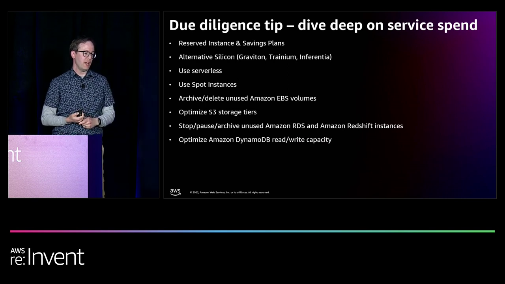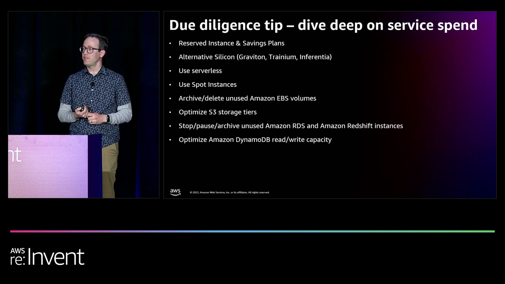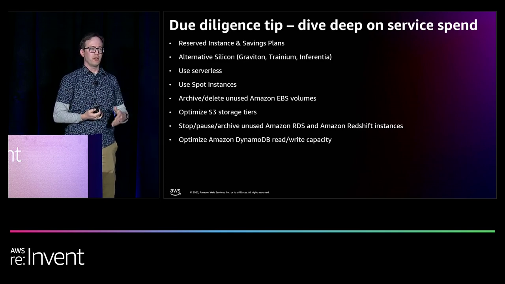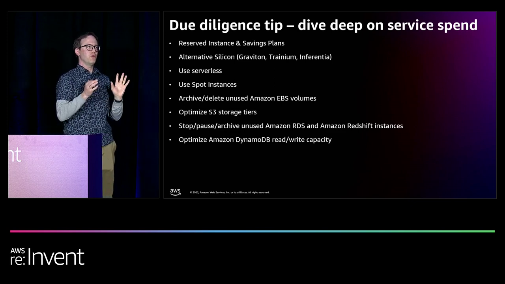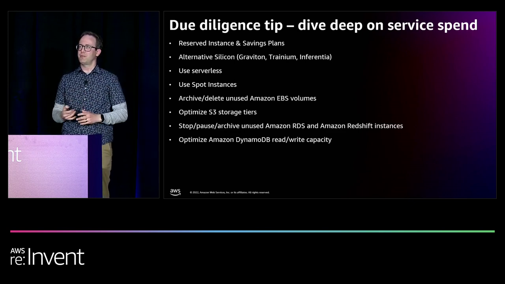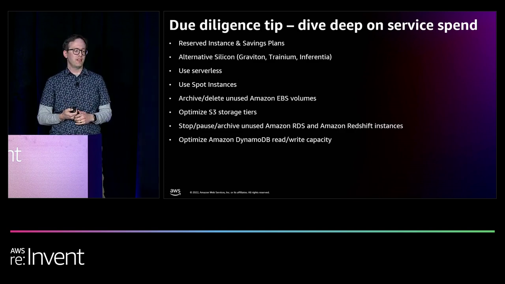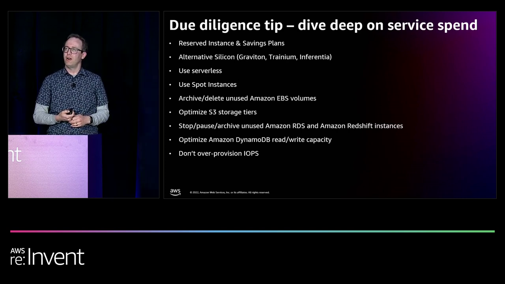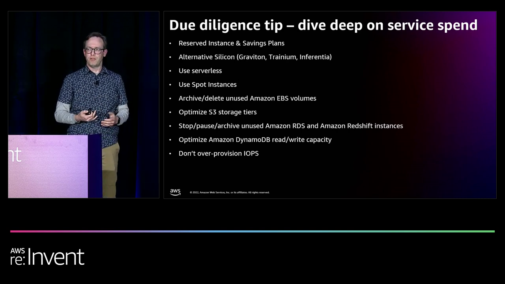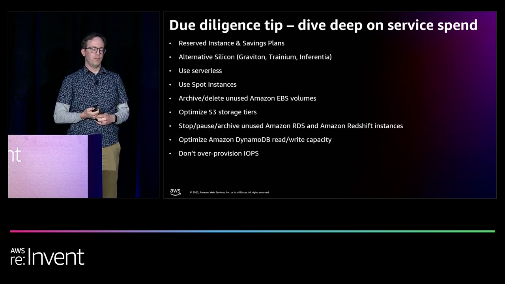Make sure you're optimizing Amazon DynamoDB read-write capacity and anything else that has provisioned capacity. Leverage all the monitoring. If you built out your infrastructure in the way we talked about earlier, you'll have really good monitoring to know what is actually in demand at different points in time. So make sure you don't over-provision these where you're paying for capacity that you're not using. Same thing goes for IOPS on EBS volumes: don't over-provision the IOPS if you don't actually need that many IOPS. You can always change it later if you need to.